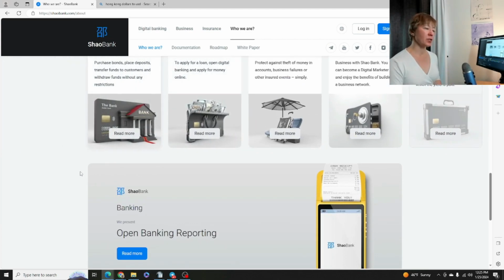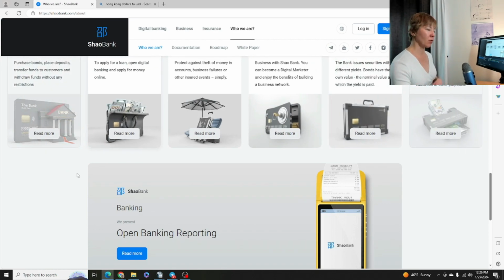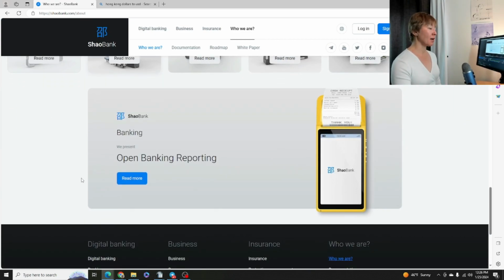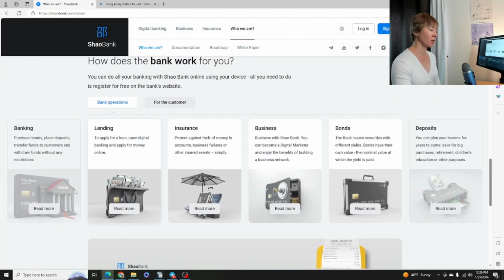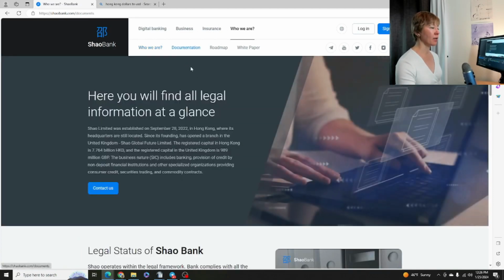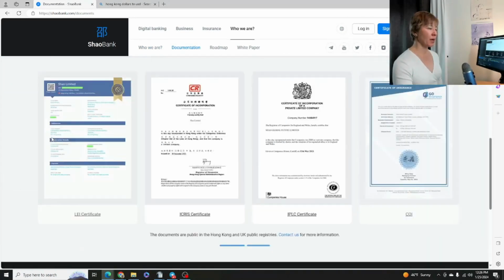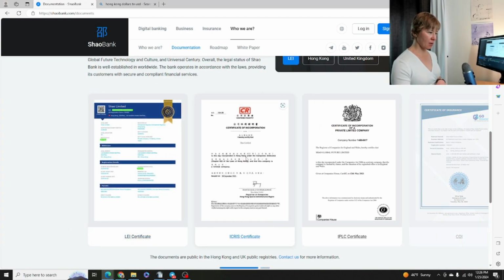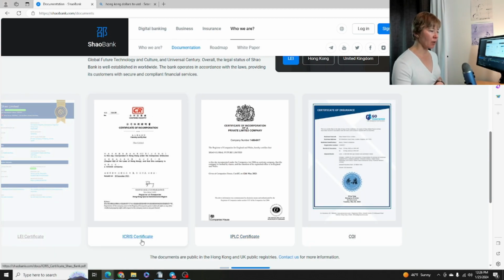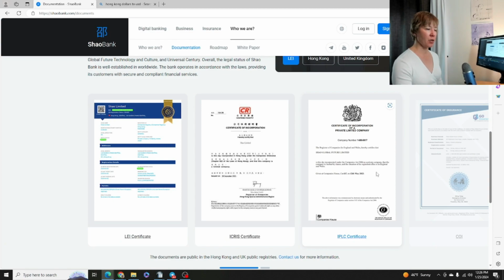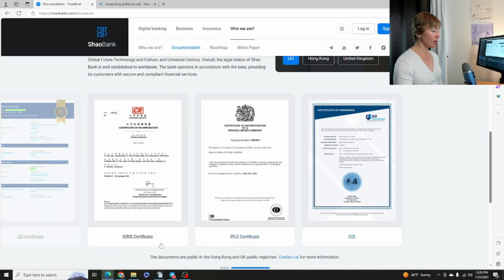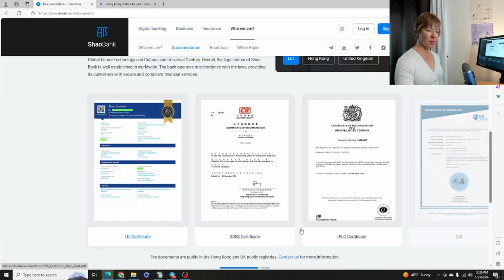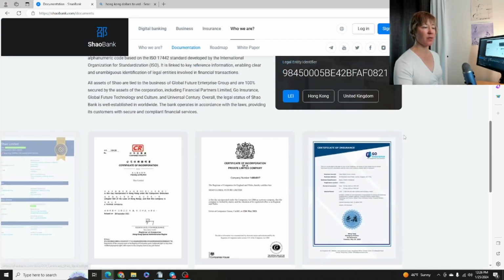So if you just want to be an investor and buy the bonds, you can keep it really easy. Just put your money in there, collect your profits on the regular, collect it weekly and stuff like that. Or you could be someone who gets a loan from Shao Bank, or gets a card and uses that money in everyday real life. All right, so who we are, then we have documentation here. We didn't go over this last time, so certificate of incorporation from, what is this, Hong Kong. You can click on that one, look that one over. This one is registered also in the UK. You can see their number right there. LEI certificate, and COI certificate, certificate of insurance right there.